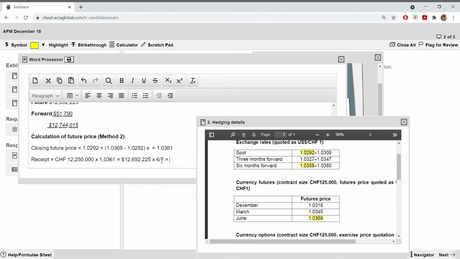I'm sorry, I have used the fraction in the wrong place. It's here. Multiply by 6/7. And the rate will change. Okay. You can use the calculator and find out the rate. Now if you see, the rate will be different. Okay. It is 1.0358.